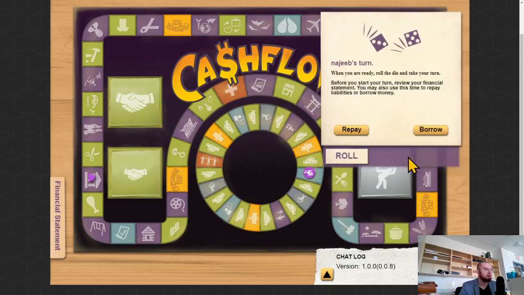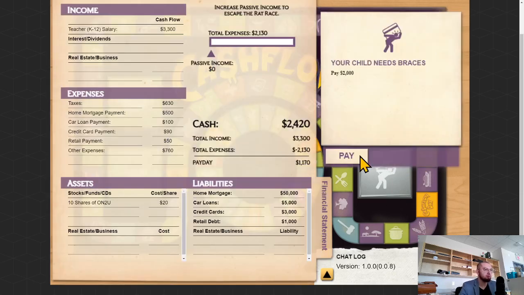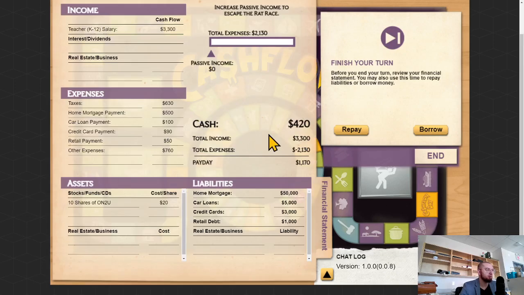That as you continue to go through life, so my child needs braces, cost $2,000. Good thing I have $2,400, but I don't have that much money. So that's actually going to be a big hit. And I'm left with, ironically, $420. So not that much money in the bank.